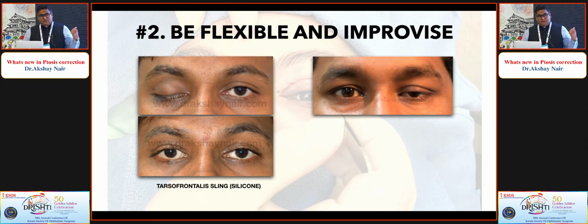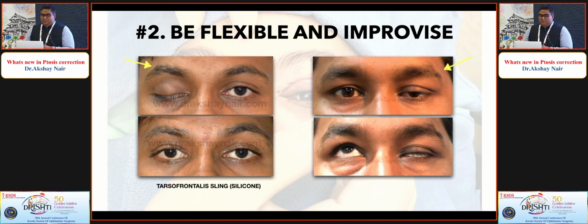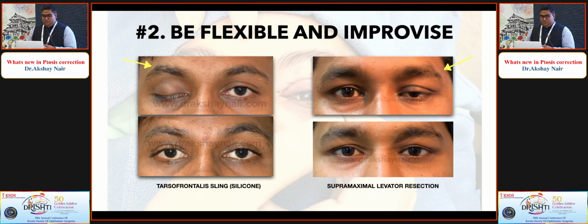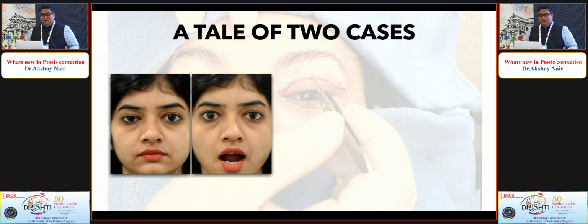Now look at this patient here. You can see the frontalis overaction. He's trying to lift the eyebrow with his eyelid. He's going to be a good candidate for a tarsofrontalis sling. Similarly, this is a candidate whose eyebrows in normal position when trying to open his eyes are not arching. The frontalis is not working. So in this patient, I would do a supramax levator resection, and that's exactly what we did, and we were able to get a good outcome. So rule number 2 is be flexible.